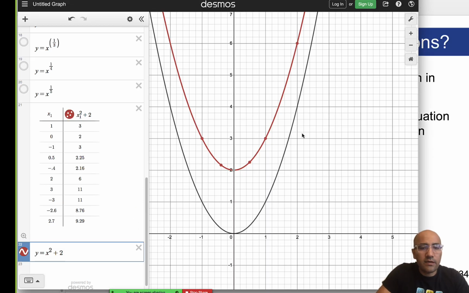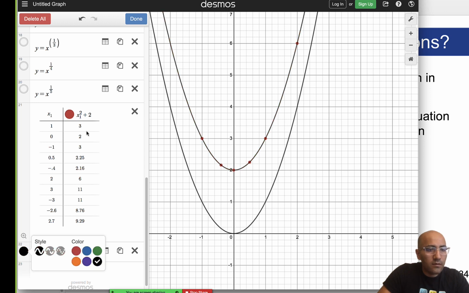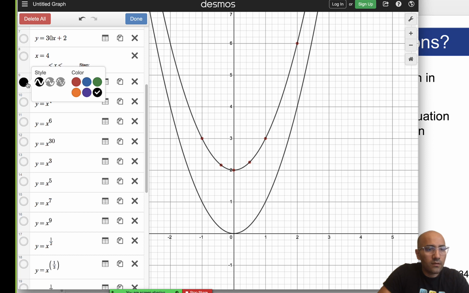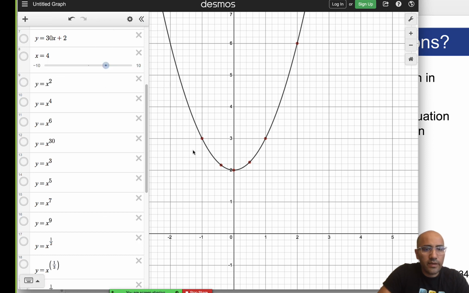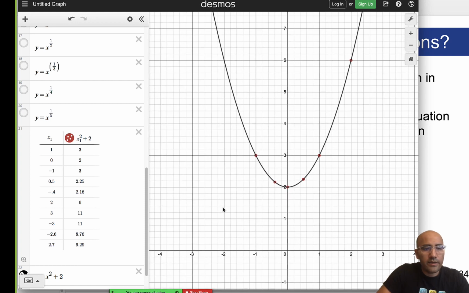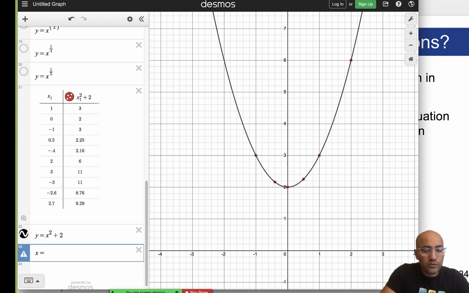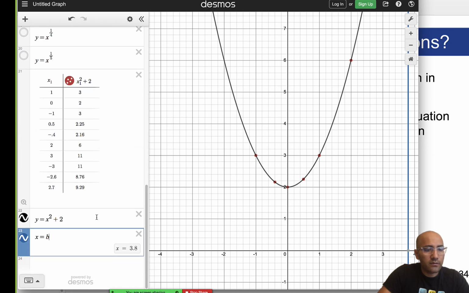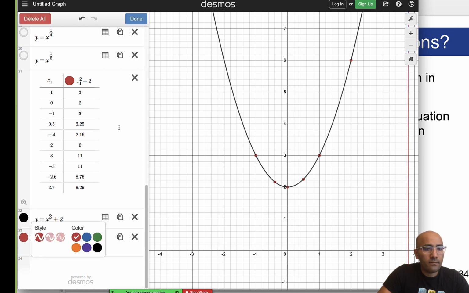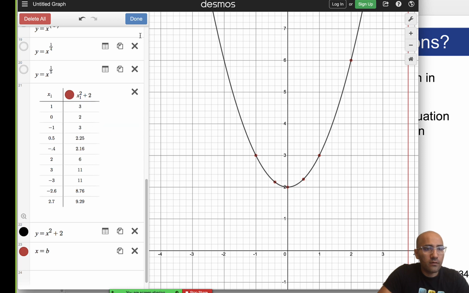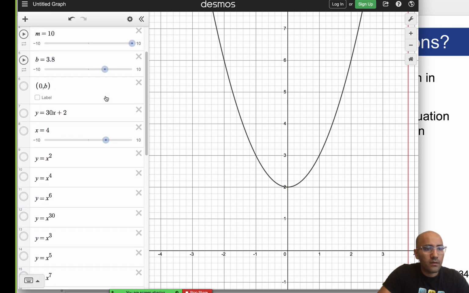Good. Desmos allows us to see the vertical line testing a little bit better as well. Let's change this to be black. Let's get rid of this thing. Let's get rid of that guy. Okay, so here is the curve y equals x squared plus 2. And let's do the line y equals b, where b is this slider. Here we go. Let's make it red. And b is right here.